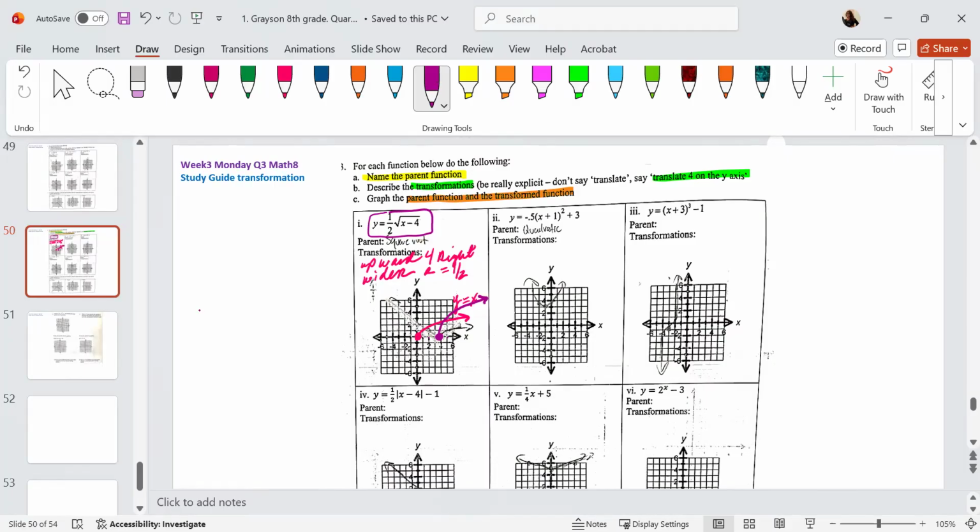Okay, number 2, quadratic, because it has a square. So shift 3 up, 1 to the left. It's downward, correct? And since A is 1/2, it's wider. Does that make sense?